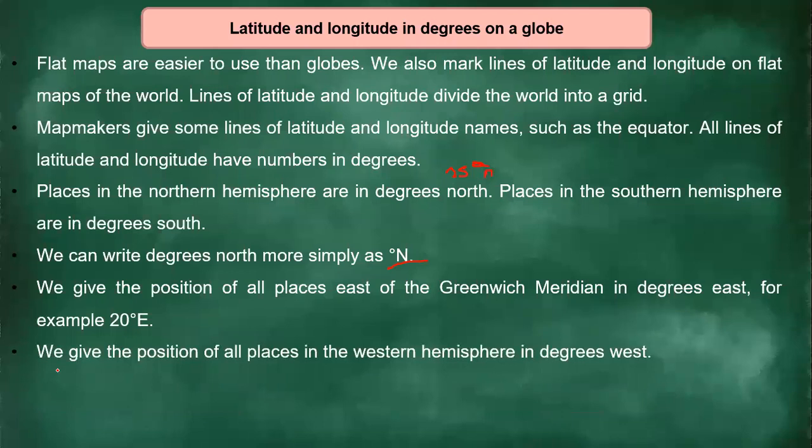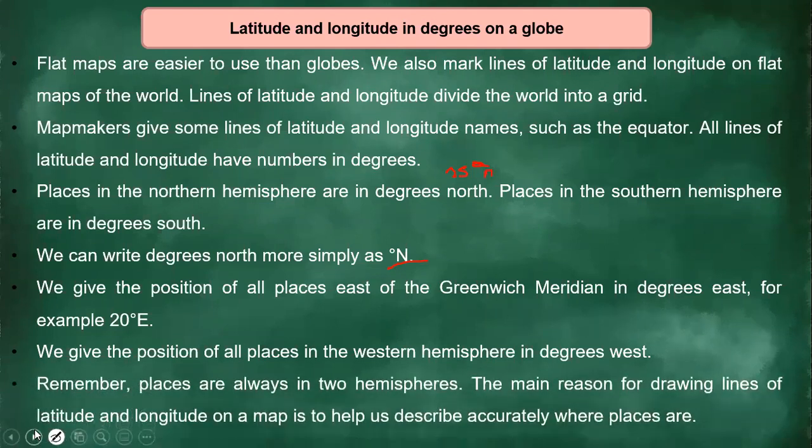We give the position of all places in the Western Hemisphere in degrees west. So in the Western Hemisphere, we can say it's 25 degrees west. So don't forget the symbols: E stands for east, N stands for north, W stands for west, and S stands for south. So remember, places are always in two hemispheres.